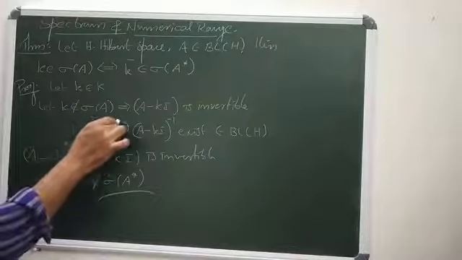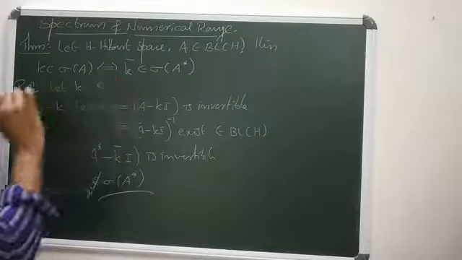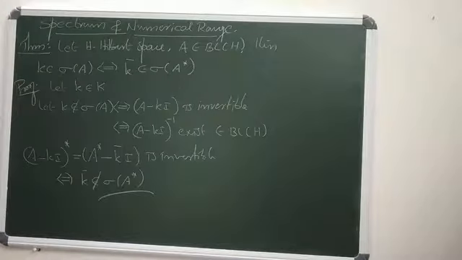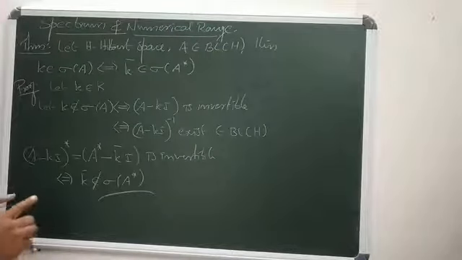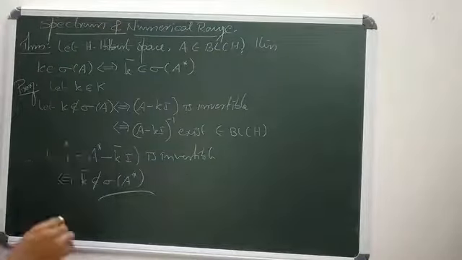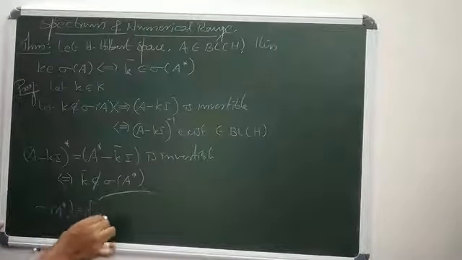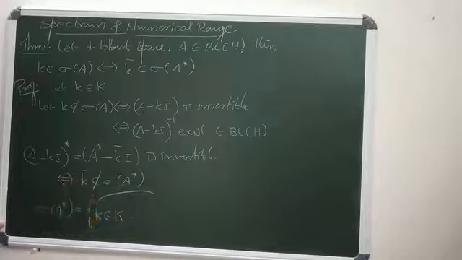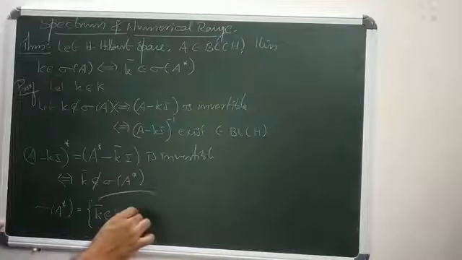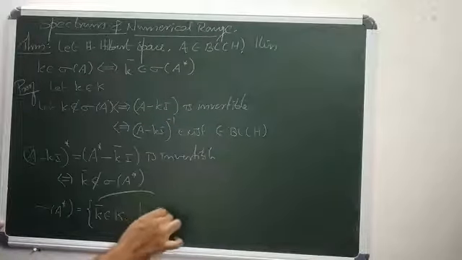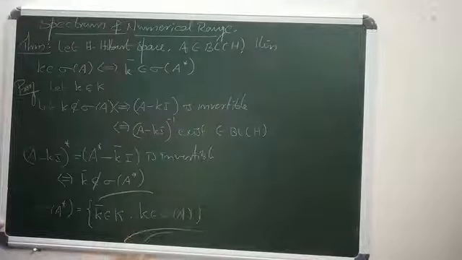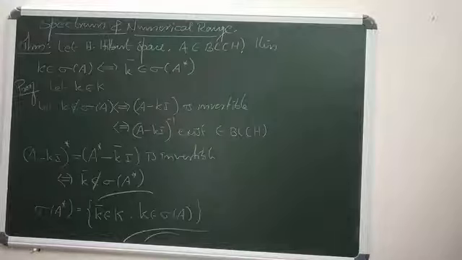So the reverse inclusion also holds. That means K is in sigma A if and only if K bar is in sigma A star. So what is actually sigma A star? Here sigma A star equals the set of all K bar in the complex numbers such that K is in sigma A. So sigma A star can be redefined in this way. So this is our result.